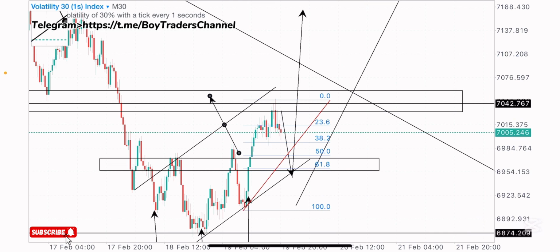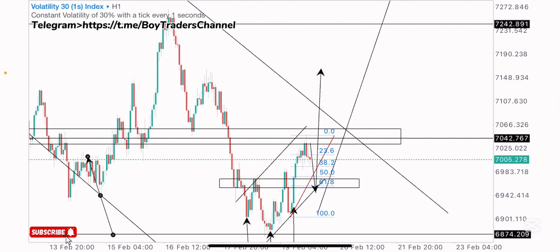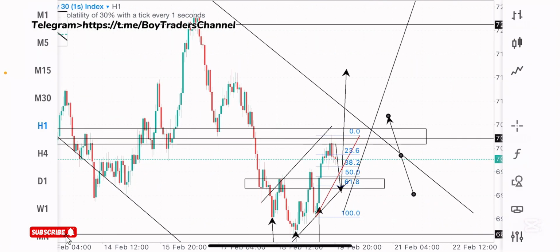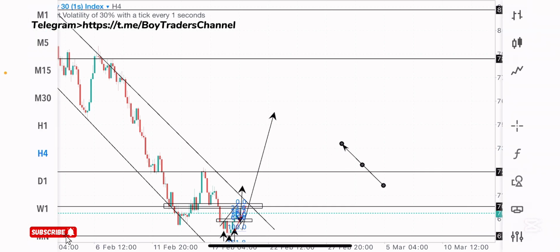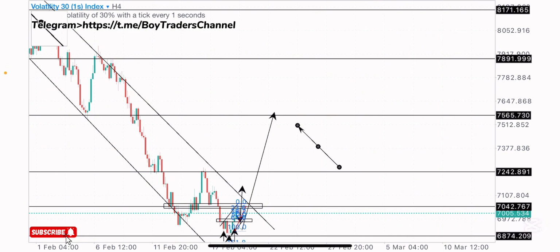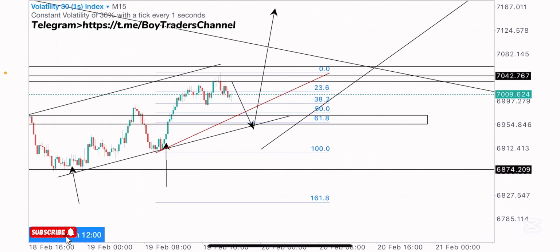We could get a break of this zone that's been formed, this level that we spotted on the 4 hour time frame and on the 1 hour time frame. Once price breaks past this level, then further buys. So this next area, these highs, the level of 7,242, and possibly we could see price buy up to this next level, 7,565, and still more buys. So that's it, guys. That's my view and analysis on this index.